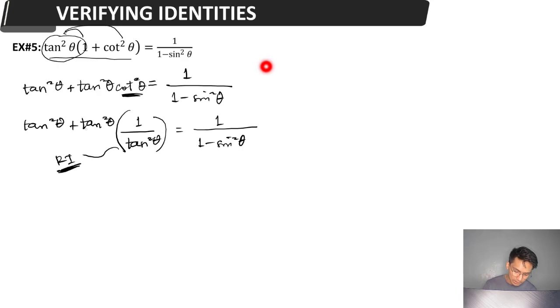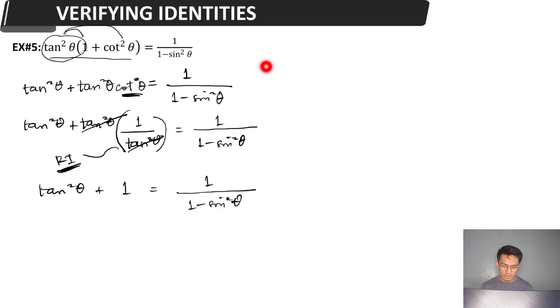So, ika-cancel natin ito kasi tangent square theta over tangent square theta is simply 1 lang din. So, cancel out na siya. So, this is tangent square theta plus 1 is equal to 1 over 1 minus sine square theta.